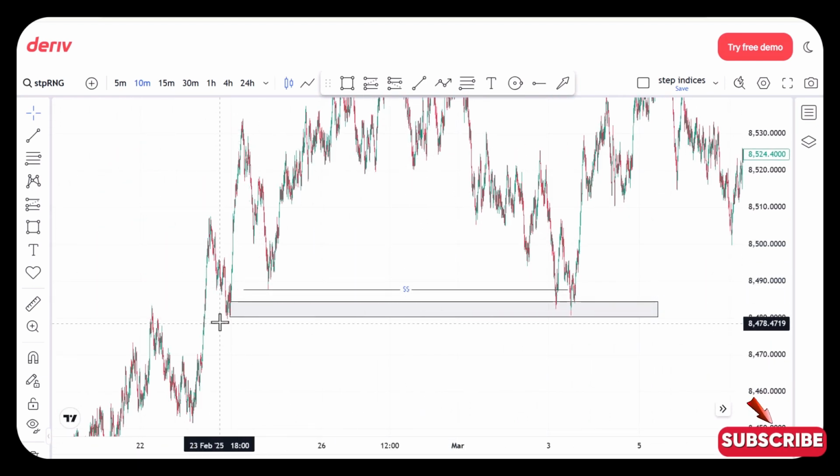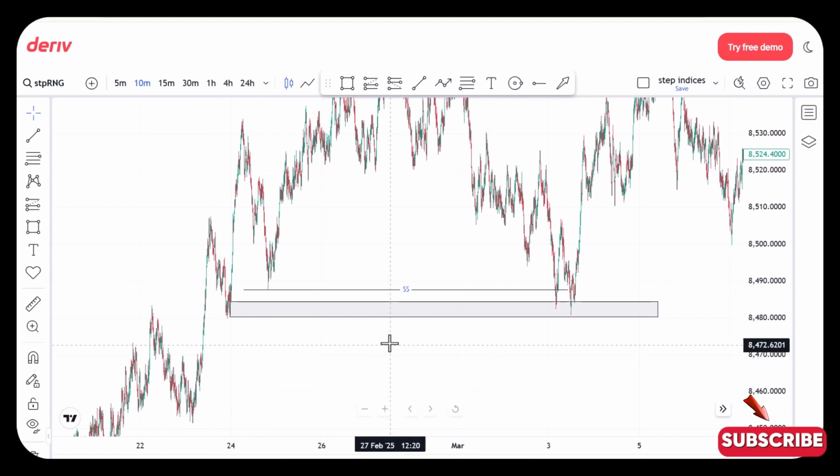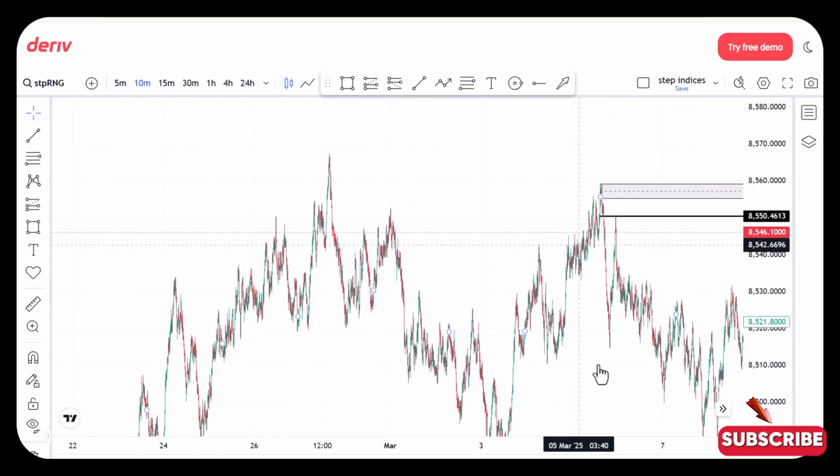The same thing happens here. I have this set. I think I also sent this one to the Telegram group as well. So price reacted to it and then started buying.